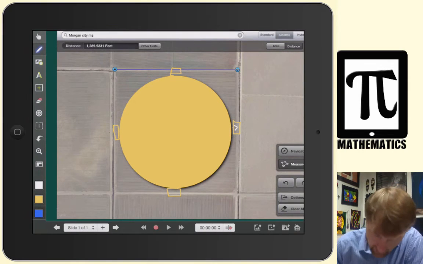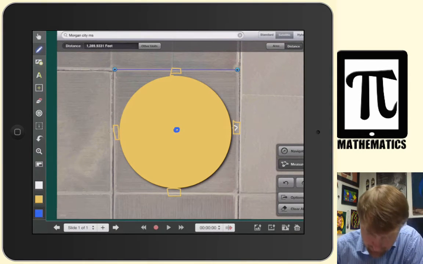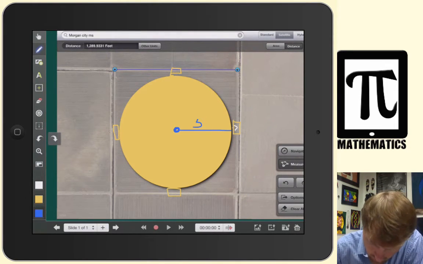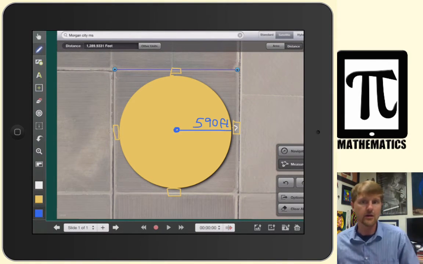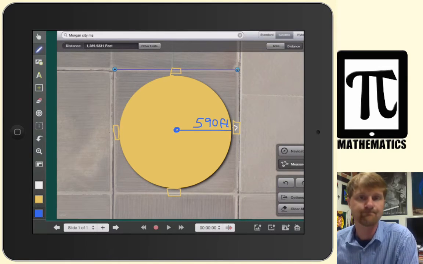So what we have is we're going to have a center pivot here. We're going to be able to stretch it 590 feet. Let me undo that. I didn't write very well. 590 feet. Okay? And we're going to be able to irrigate that property that's in yellow.